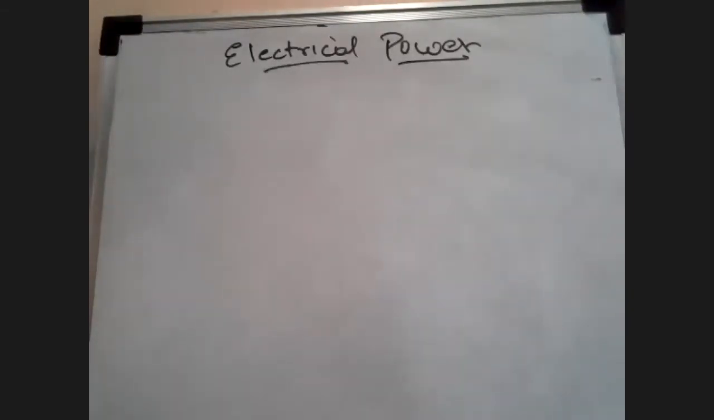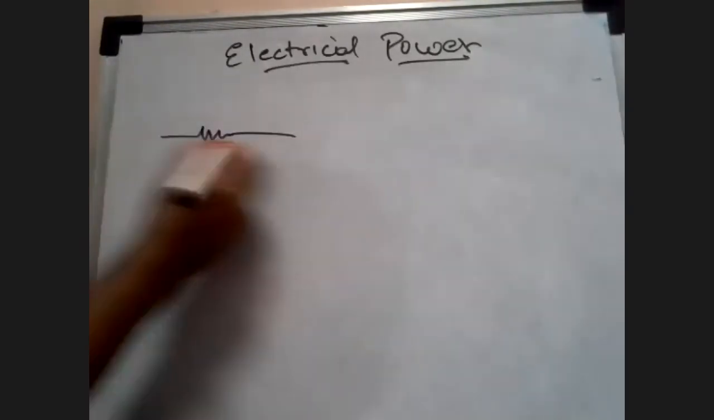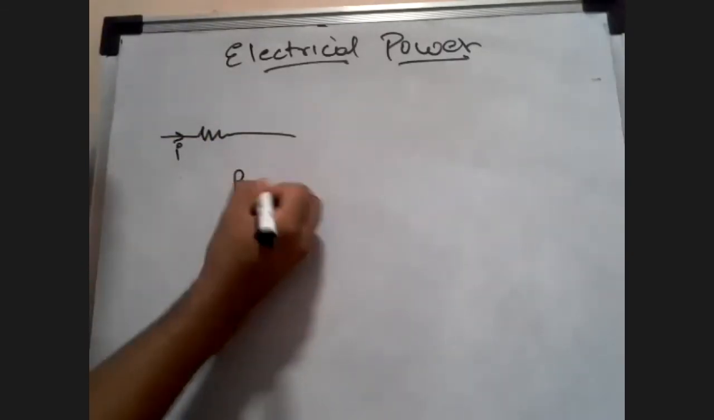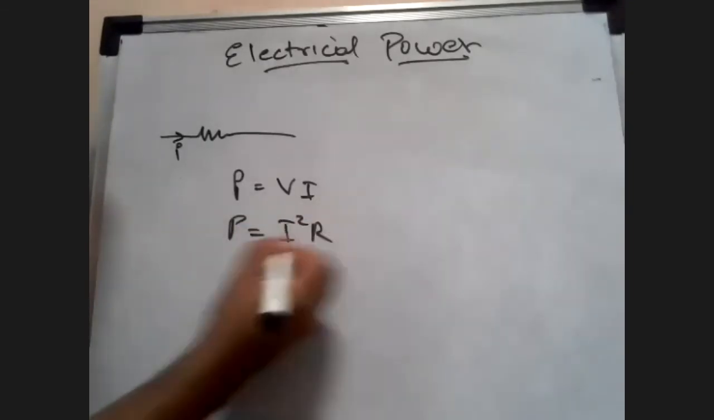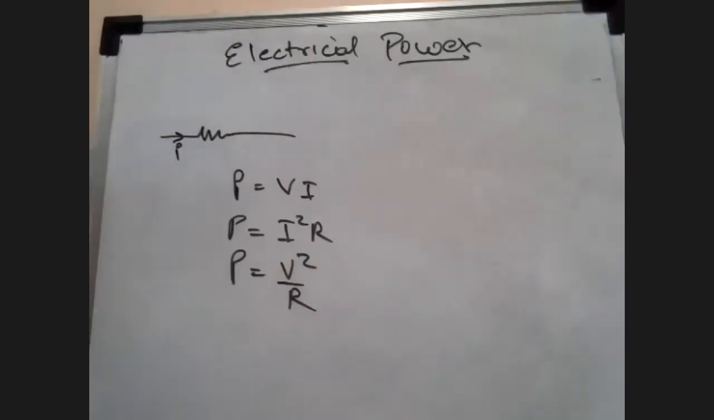So till now we have learned that in a resistor, if there is a potential difference and a current I passing through it, we can say P is equal to V times I, or P is equal to I square R, or P is equal to V square by R. Three equations for you to remember.